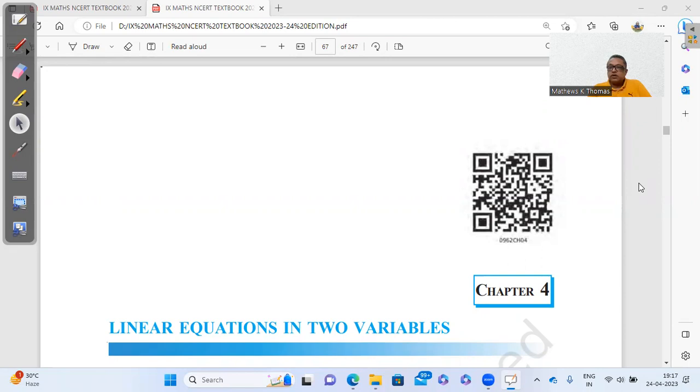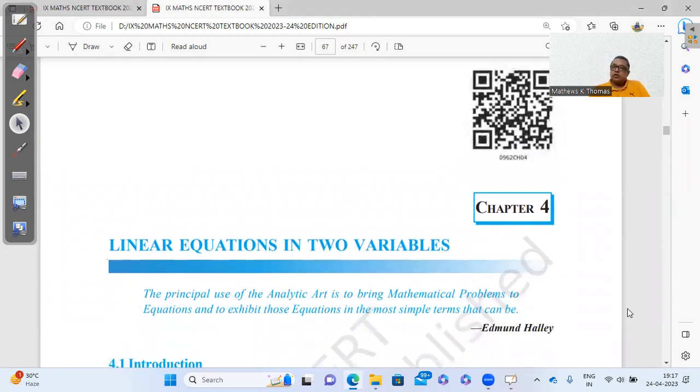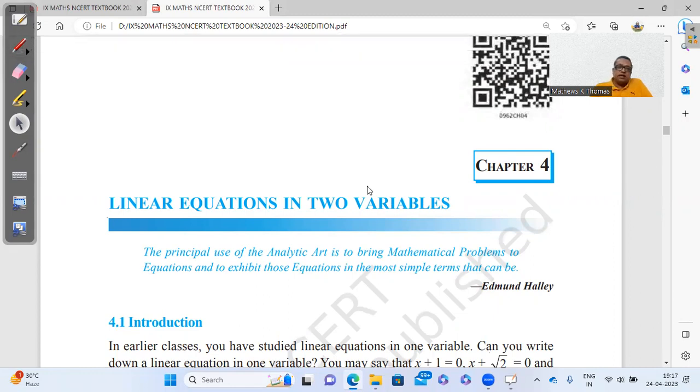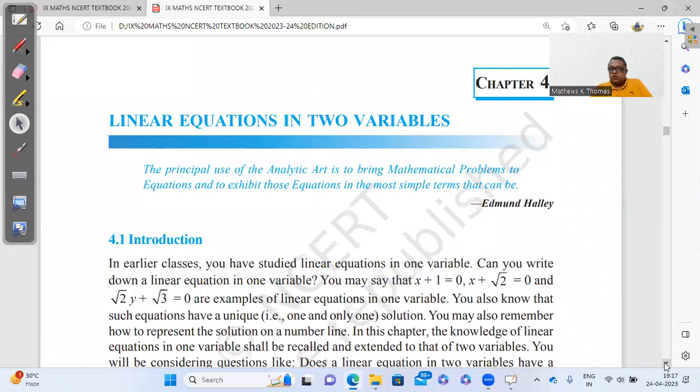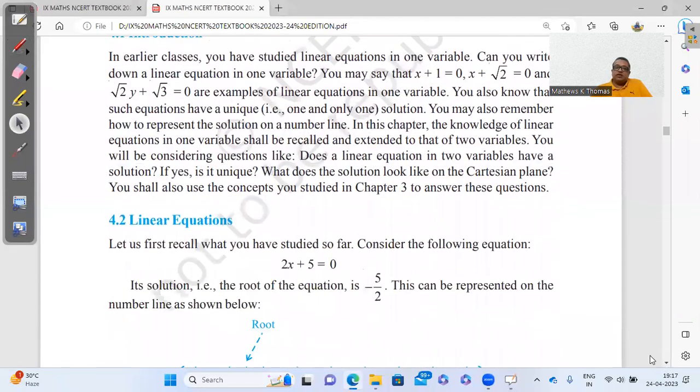So today's video is on chapter 4, linear equations in two variables, right? Linear equations you have already done in class 8, and this is two variables. The one that you did in class 8 was one variable. This is two variables. That means you'll have x, y, a, b like that, right? And this is an easy chapter. So I'm going to start with the introduction, that is linear equation.